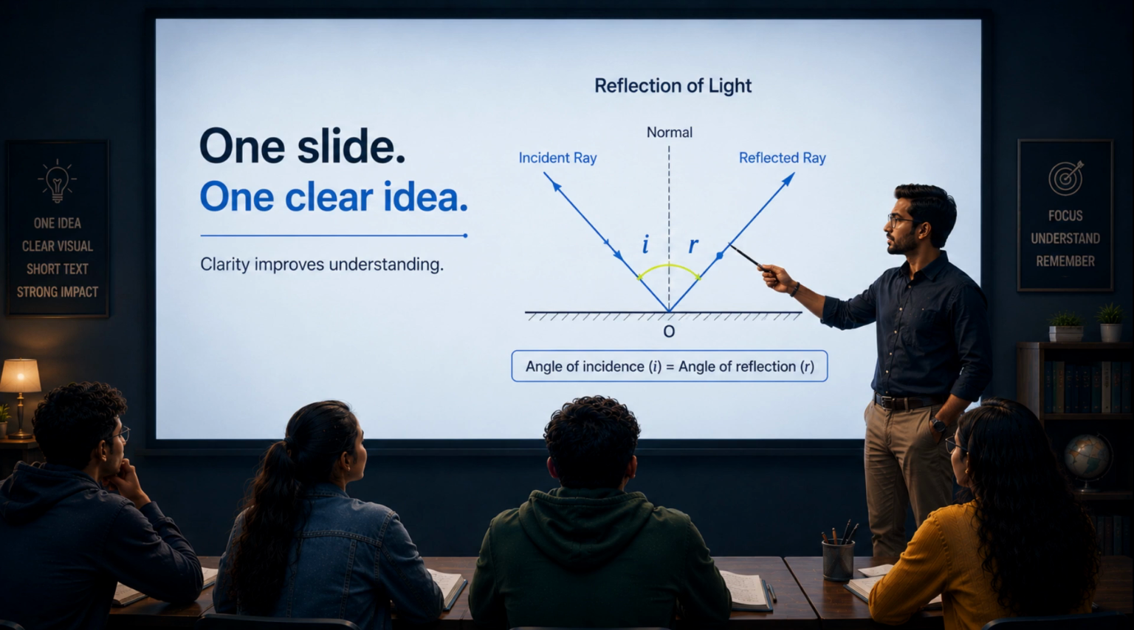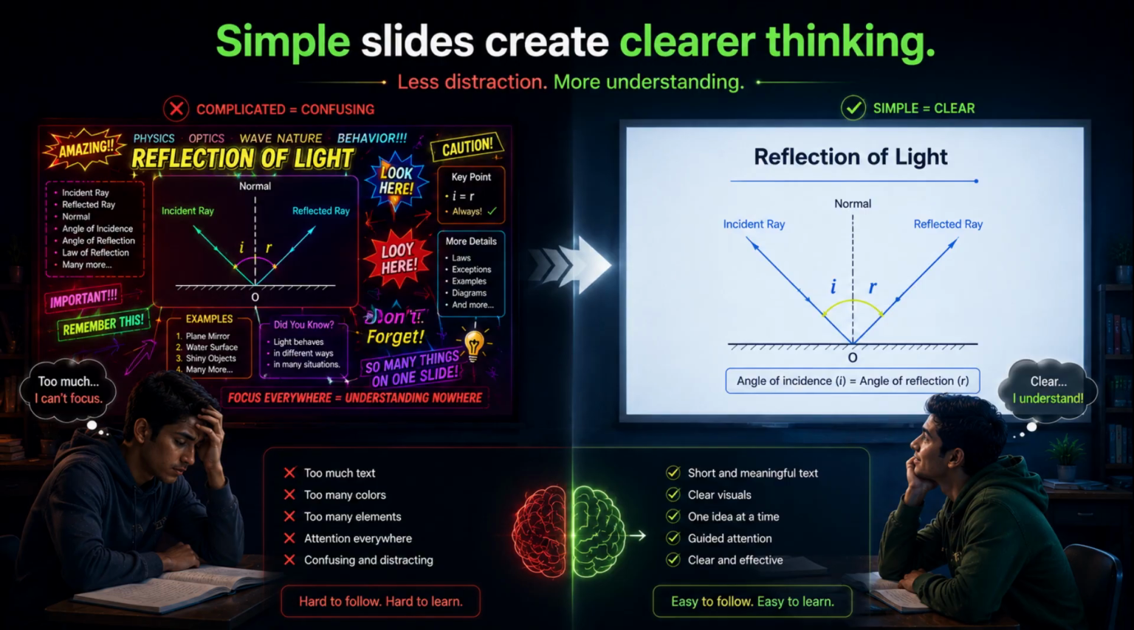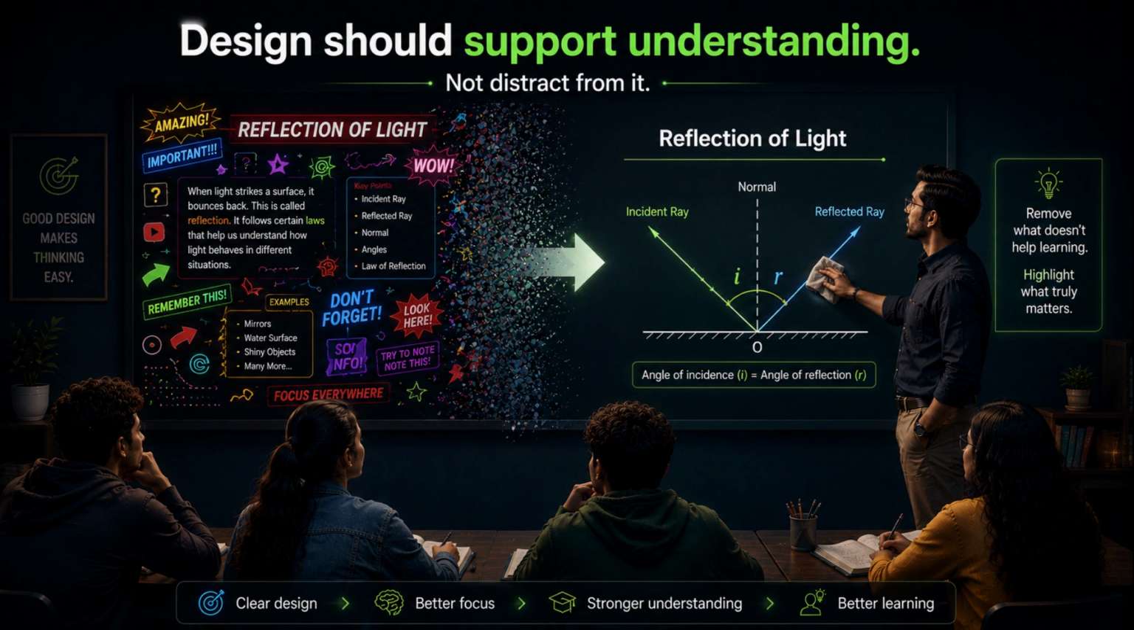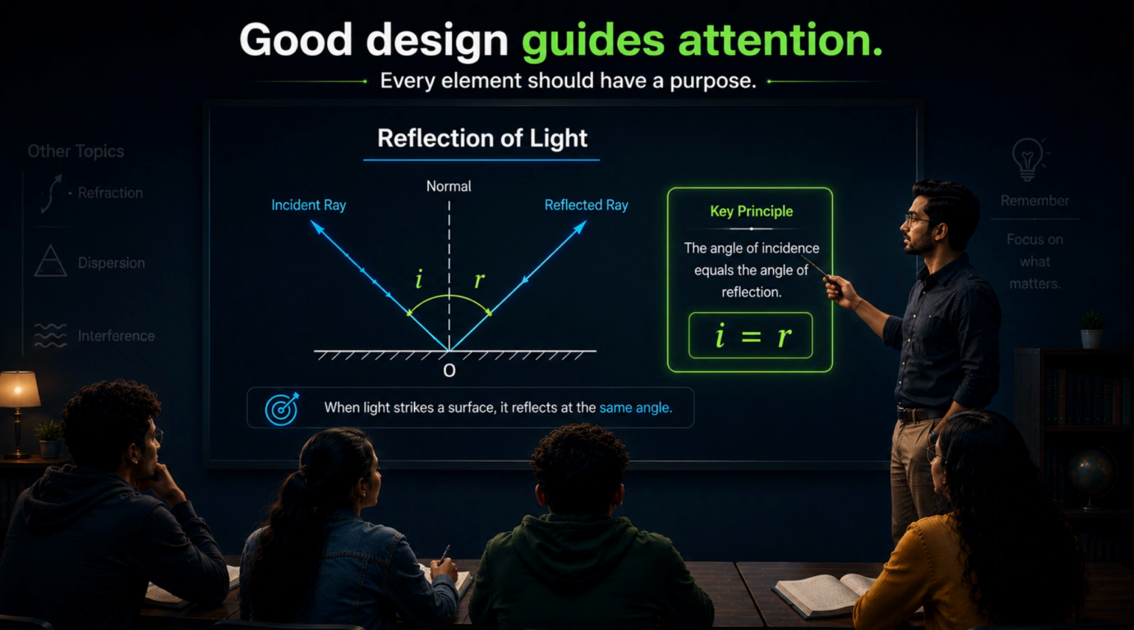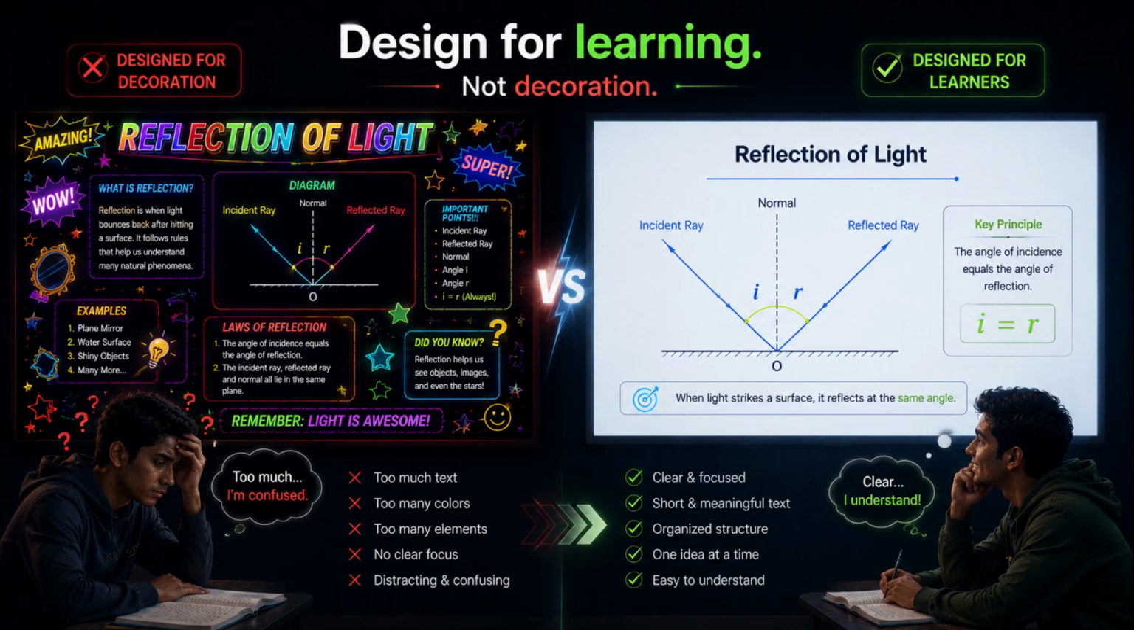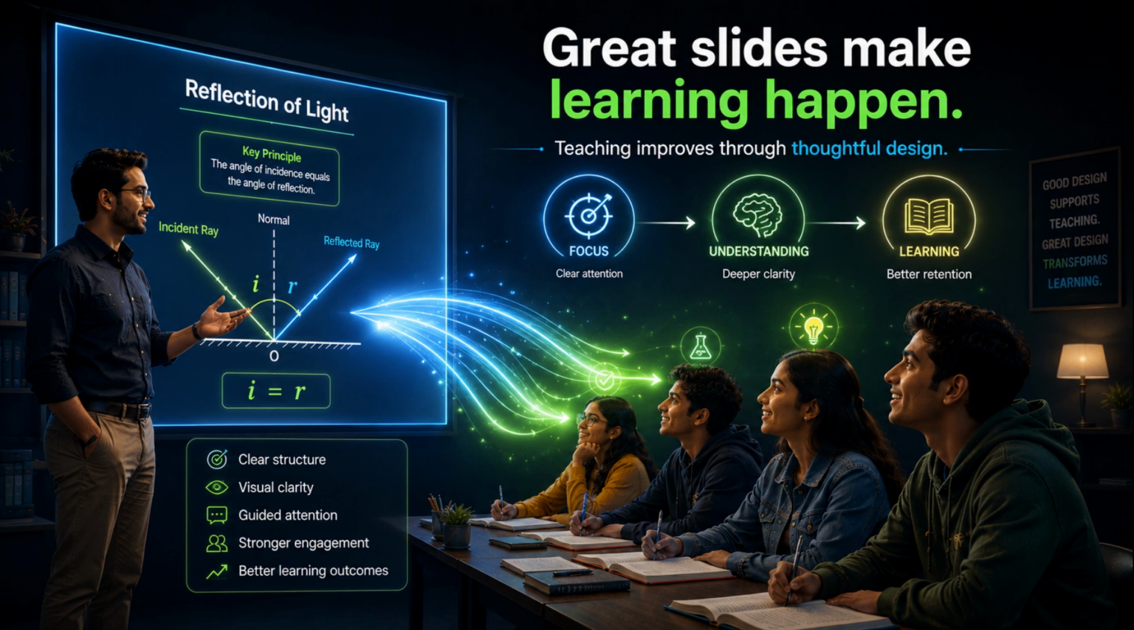So what makes a good teaching slide? The answer is simple. Focus on one idea per slide. Use clear visuals. Keep text short and meaningful. And use animations only to guide attention. That is all. Every element on a slide should have a purpose. The slide should guide attention toward what matters most. It should be designed for learners, not for decoration. When slides follow a clean and organized structure, students feel more comfortable and focused.